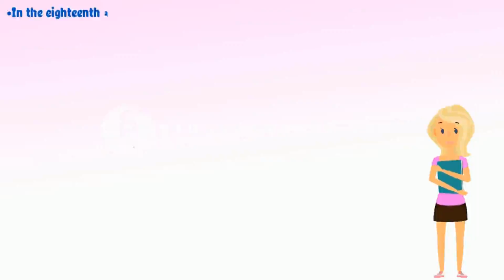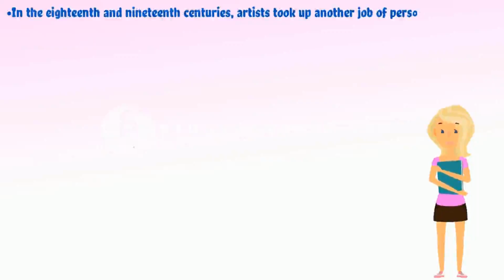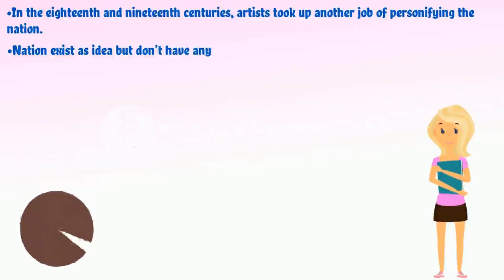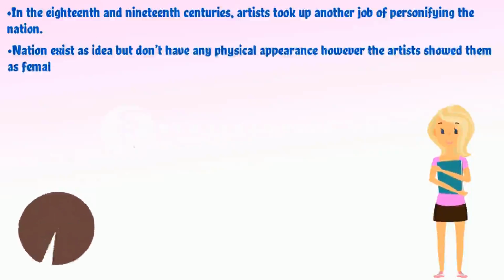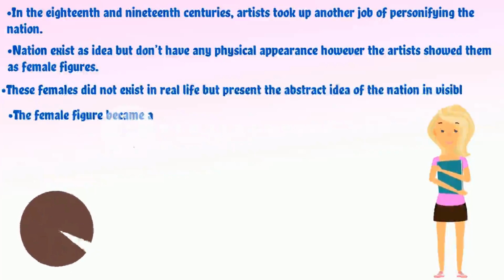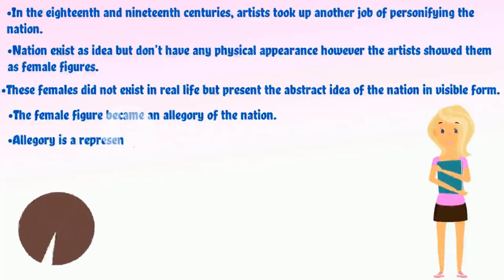In the 18th and 19th century, artists took up another job of personifying the nation. Personifying means nations were shown as persons. Nations seem to be an abstract form, meaning it exists as an idea but doesn't have any physical appearance. However, the artists showed them as female figures. These females did not exist in real life but presented the abstract idea of the nation in visual form. Thus, the female figure became an allegory of the nation. What does this allegory mean? Allegory is a representation of an abstract idea through a person or a thing.